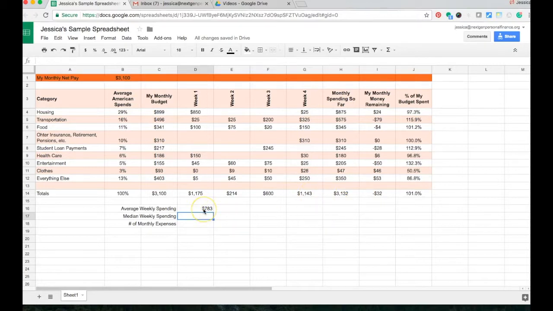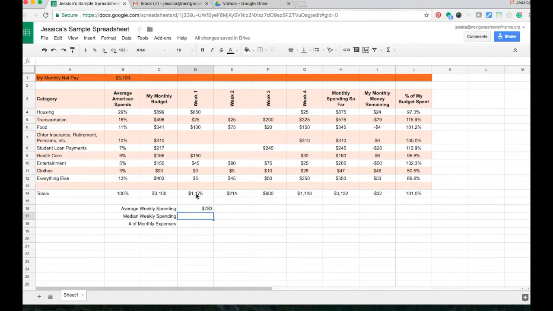If you want to use a shortcut, there's an average function that you can use. So you can delete this longer equation that we just did, and we can basically go up to the sigma up here. We want to find the average, and inside here it wants me to tell it what I'm finding the average of, which is these four values, and push enter, and I get the same $783.